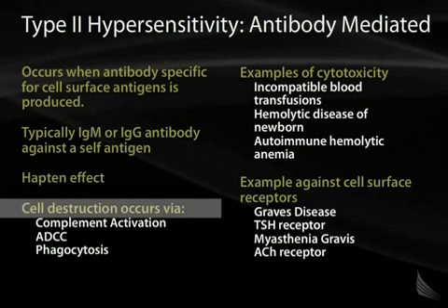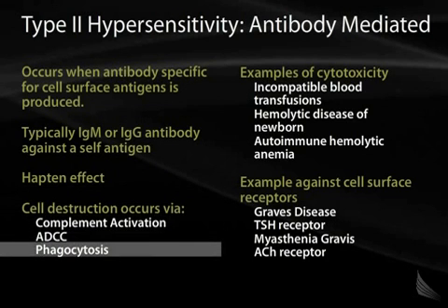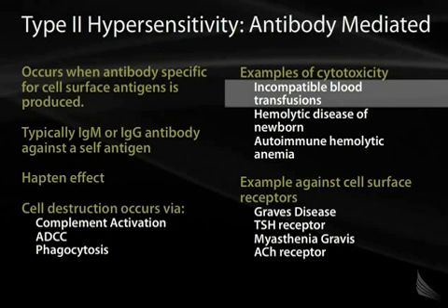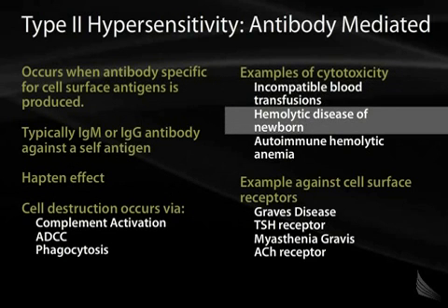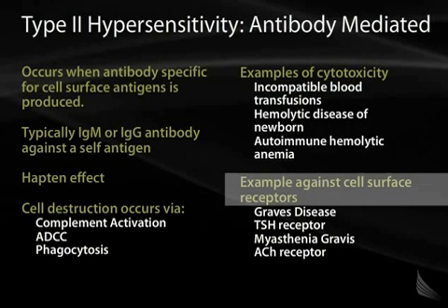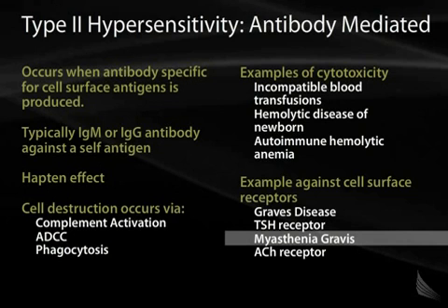Cell destruction in this case occurs via either complement activation, ADCC, or phagocytosis. Some examples of type 2 hypersensitivity include incompatible blood transfusions, hemolytic disease of the newborn, or autoimmune hemolytic anemia. Some examples against cell surface receptors would include things like Graves' disease or myasthenia gravis, where you have, again, antibodies binding directly to tissues.